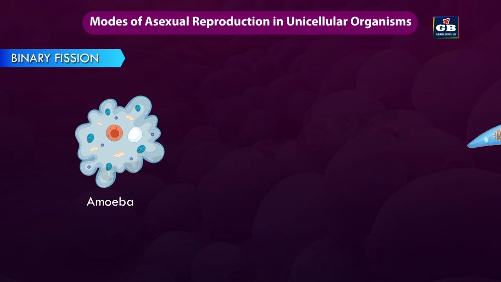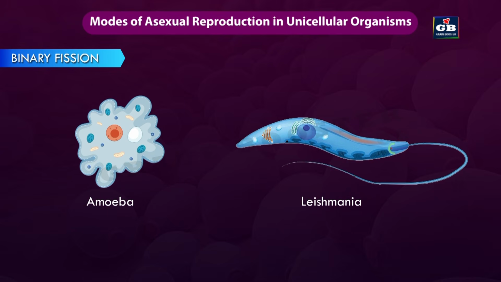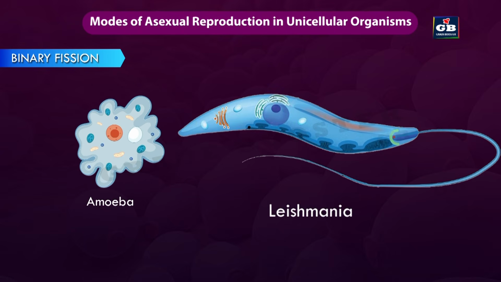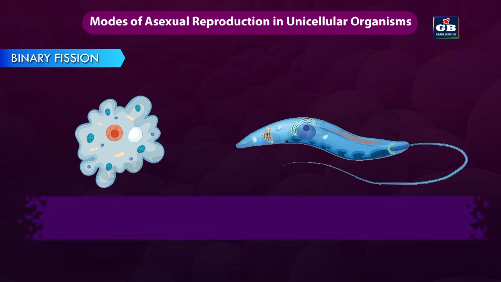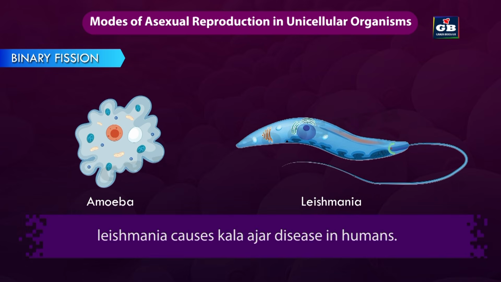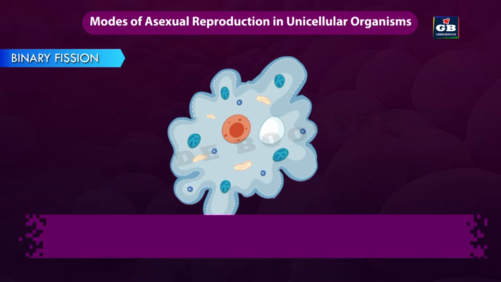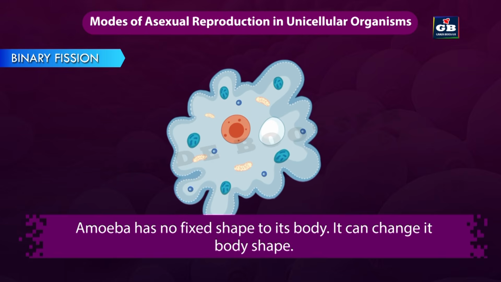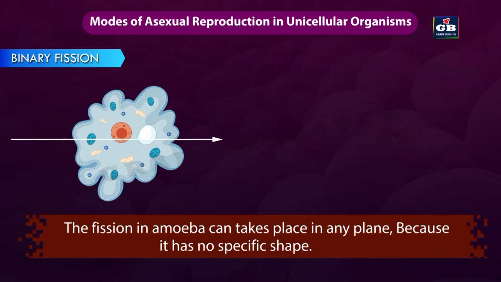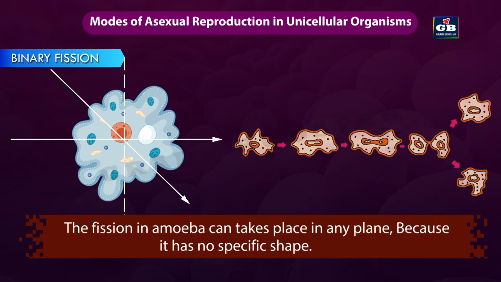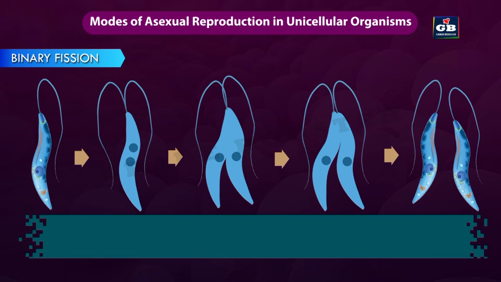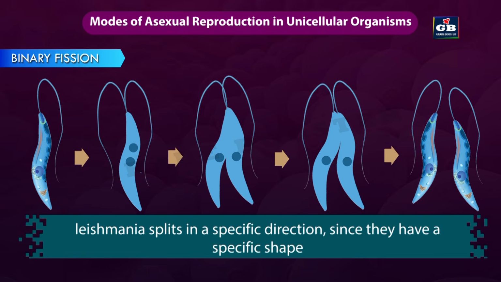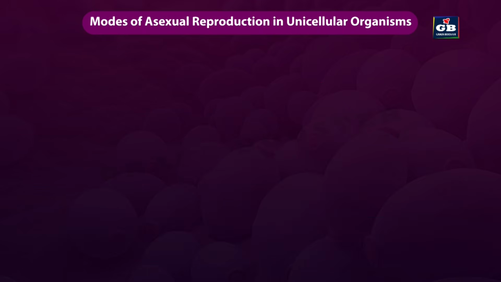Here we have two unicellular organisms. This is amoeba and this is leishmania. Leishmania causes Kala-Azar disease in humans. Amoeba has no fixed shape to its body. It can change its body shape. The fission in amoeba can take place in any plane because it has no specific shape, whereas leishmania splits in a specific direction since it has a specific shape.